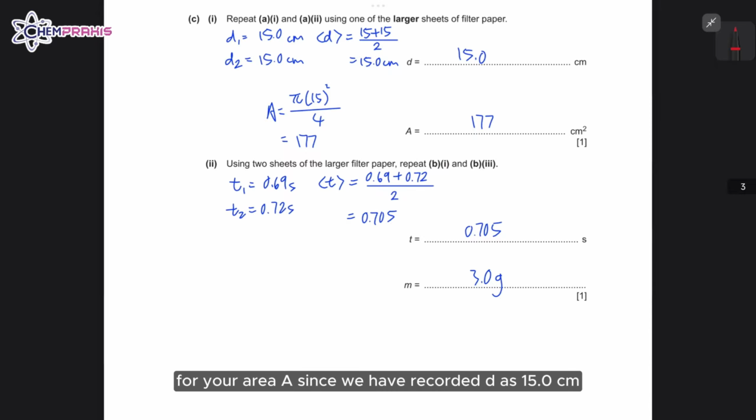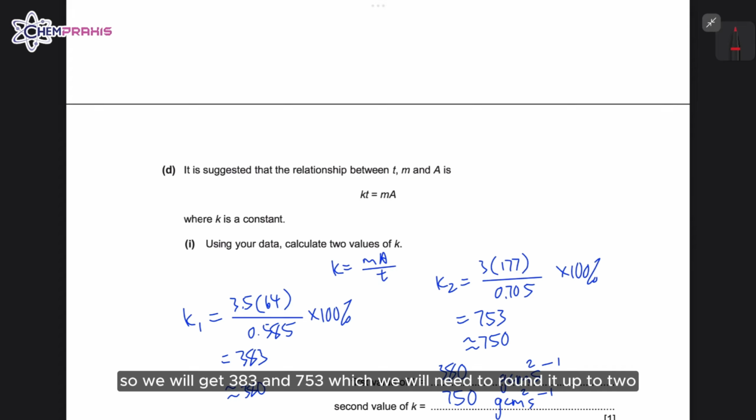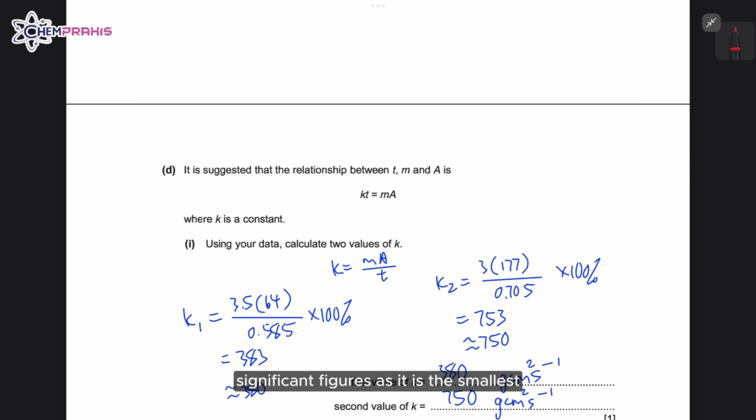For your area A, since we have recorded D as 15.0 cm, which is 3 significant figures, we will record our data as 177 cm squared. Moving on to question D, it is suggested that the relationship between T, M, and A is this equation, where K is a constant, and using our data, calculate the 2 values of K. So we will rearrange the equation to make K the subject, and we can substitute our values in, so we will get 383 and 753, which we will need to round to 2 significant figures, as it is the smallest significant figure of your substituted values.